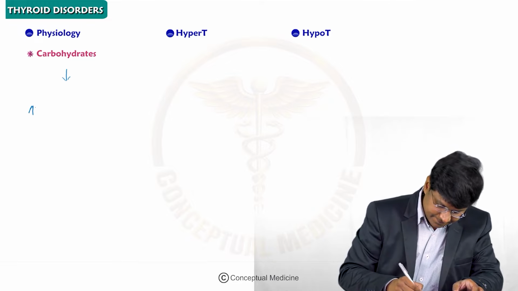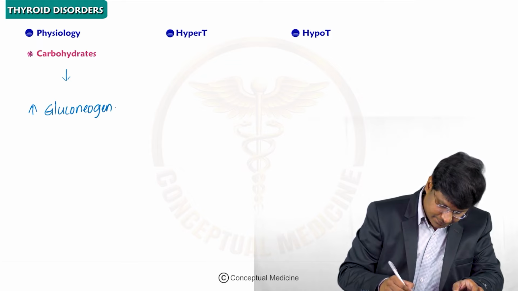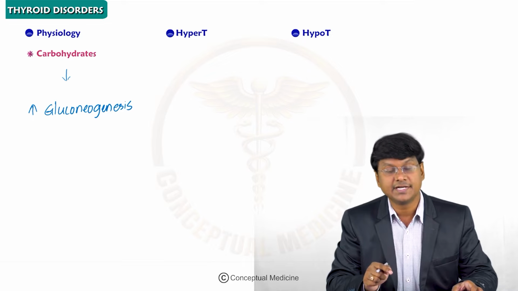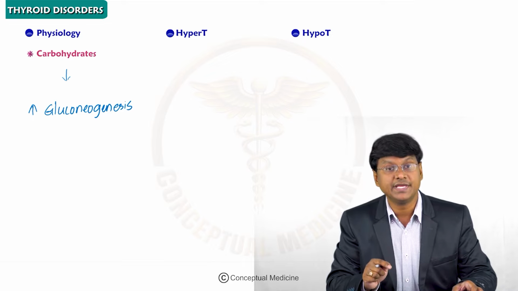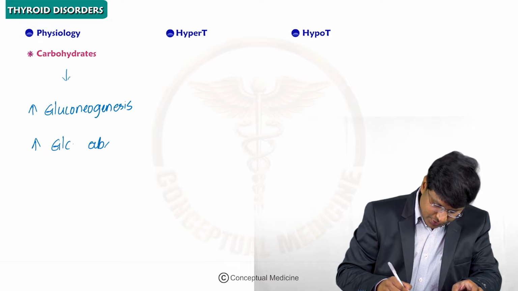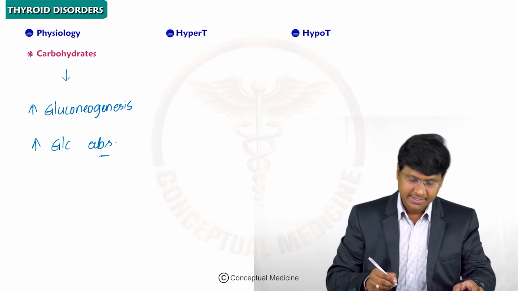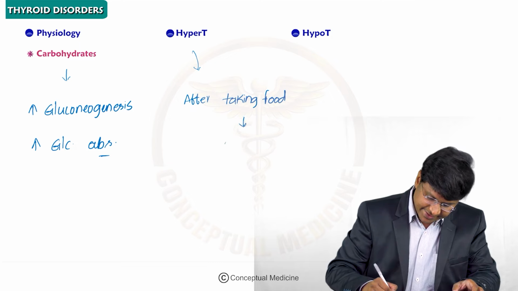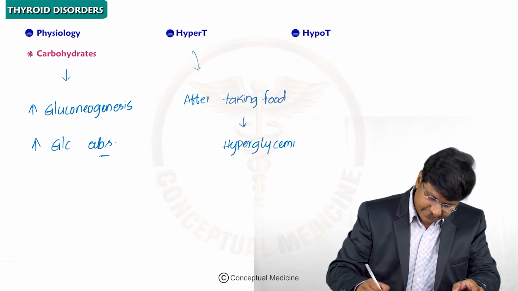Right, it increases the gluconeogenesis. And not only that, this particular thyroid hormone will also increase the glucose absorption as well. So in hyperthyroidism, what will happen accordingly? In hyperthyroidism, immediately after taking food, the individual will suffer with hyperglycemia. Right? The individual will suffer with hyperglycemia.